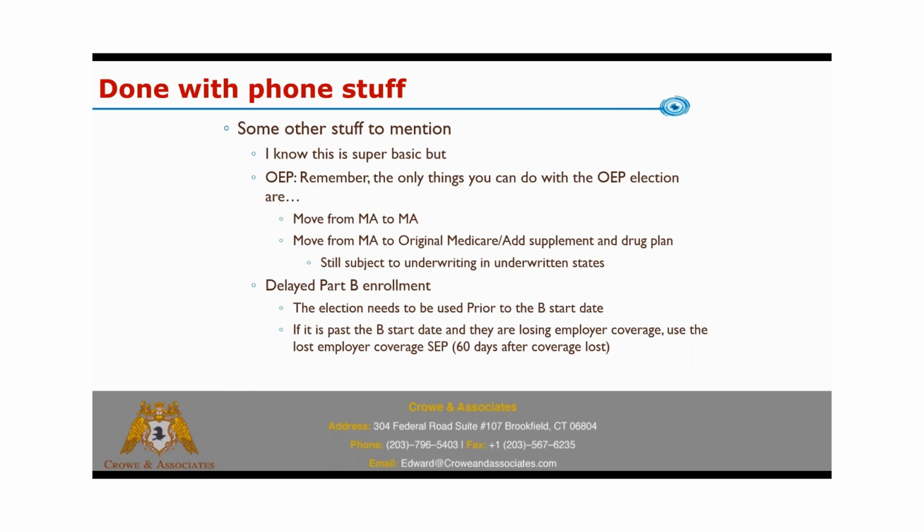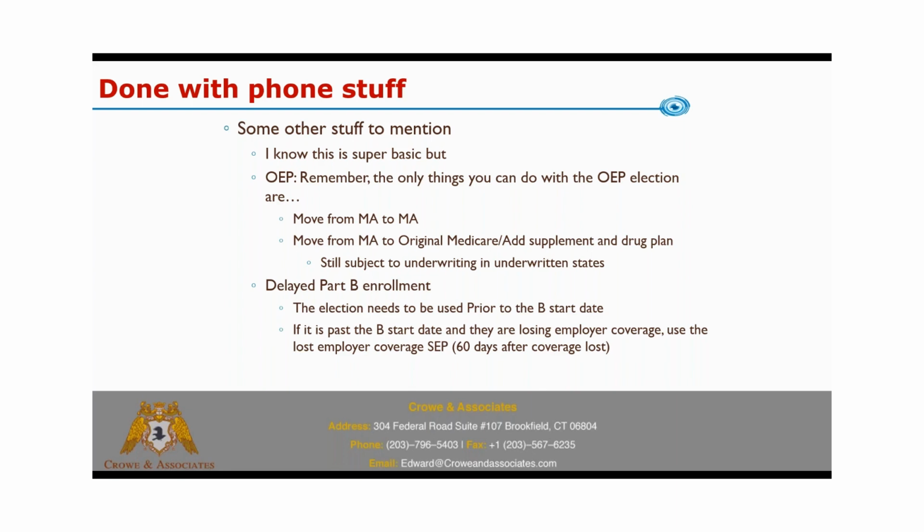If they do a delayed B enrollment, the new to Medicare election, you have to enroll them, submit the application prior to the B effective date. We often will think they have 3 months or 60 days they can get that in, but if it was a delayed B, that app must go in prior to the B start date. So just remember that. It's easy to confuse.